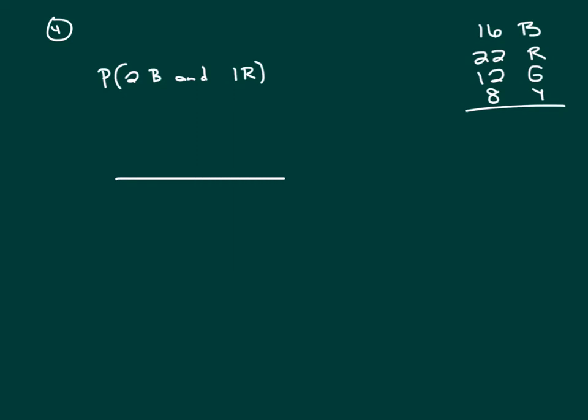On the top of this fraction, we're going to write out the number of ways we can choose 2 blue and 1 red. Well, we have 16 blue to choose from, and we want to choose 2. So we could write that as 16 C 2. The word and tells us to multiply in probability. And then from the 22 reds, we want to choose one of them. So 22 C 1.